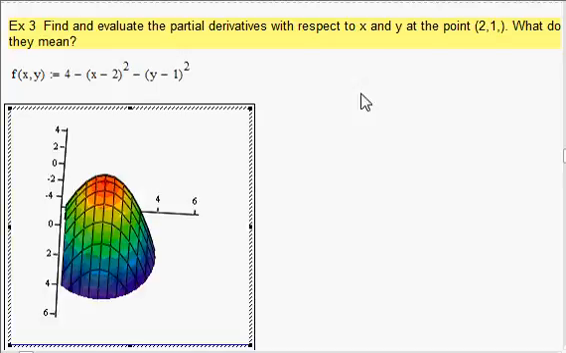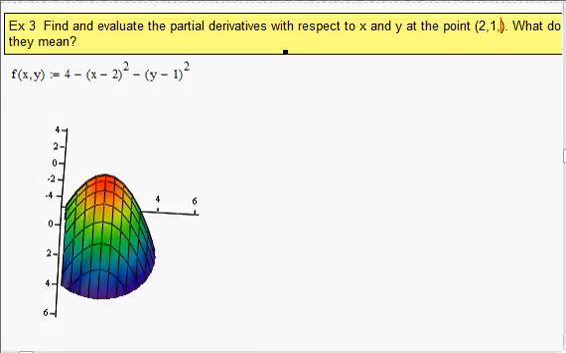Well, for your enjoyment, here's another example where we're going to find and evaluate the partial derivatives with respect to x and y at a particular point, the point x equals 2, y equals 1. And then I'll ask a question about not just finding the partial derivatives, but what do they actually mean. I expect you to think about that. We don't have to think too hard.